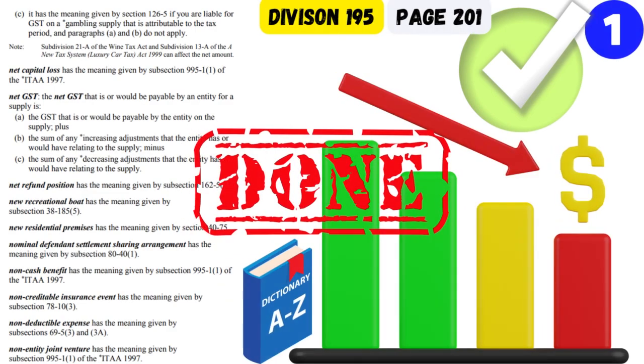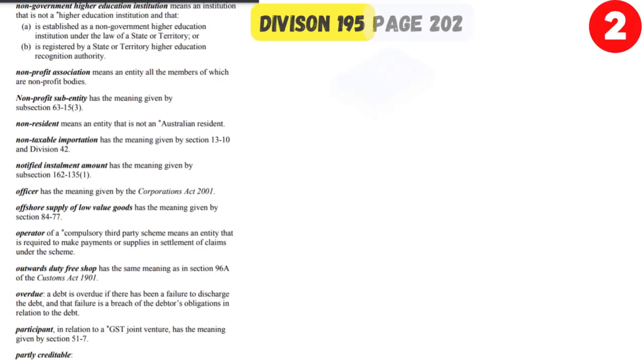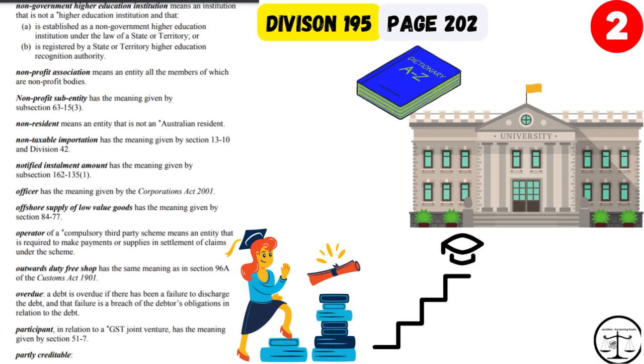That was it for page number 201. This was the first section of this video. Now we will head to section 2. Now we will explain words on page number 202 of Division 195 of GST Act Volume 2. This will be section 2 of this video, for dictionary.